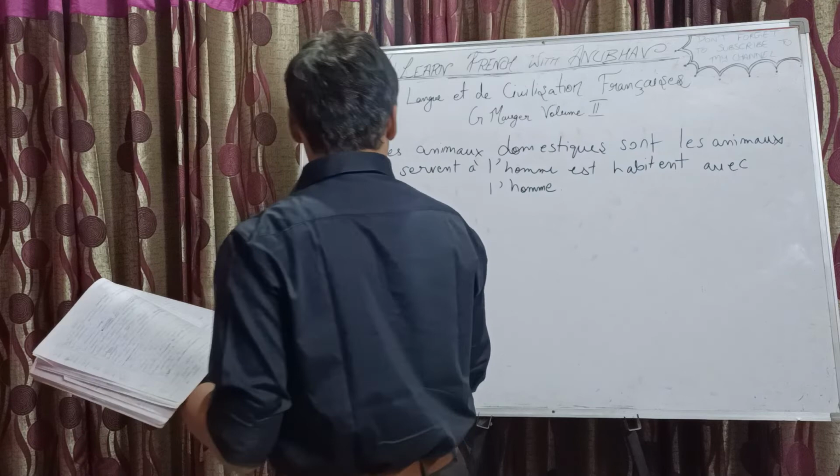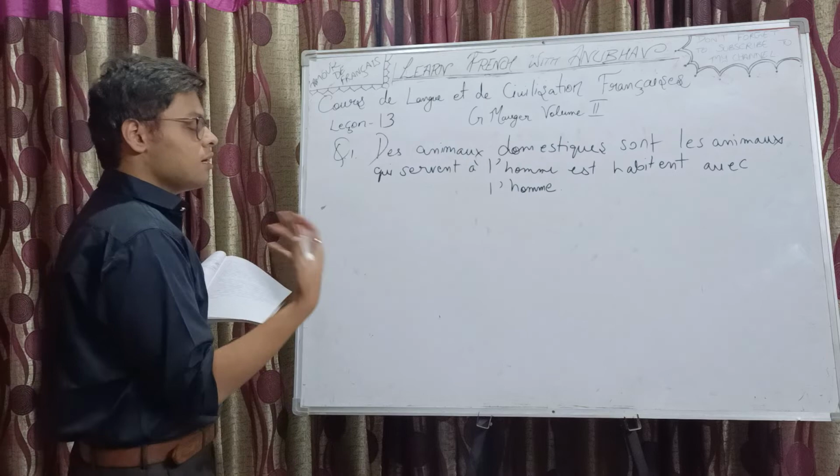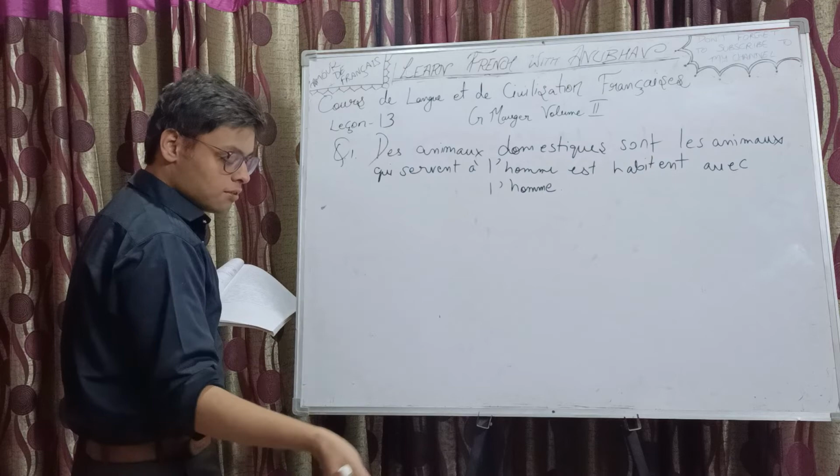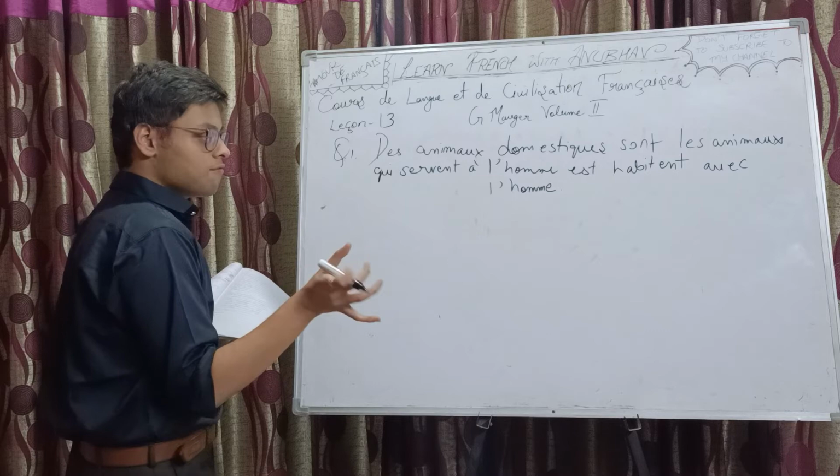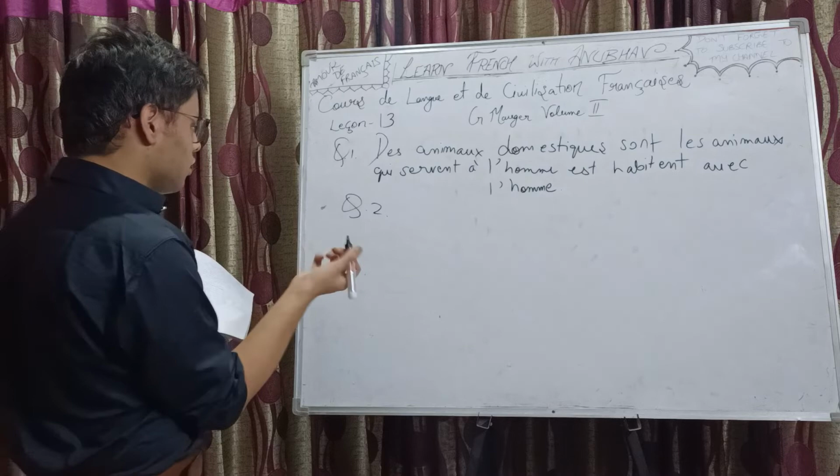Right. So, domestic animals are the animals who serve the man, where man simply means the people or the humans, in the chapter it's referred to as man, okay, so to the man and the ones who live with man, right, they are the domestic animals. And second, there's animal sauvage, and what are the wild animals?